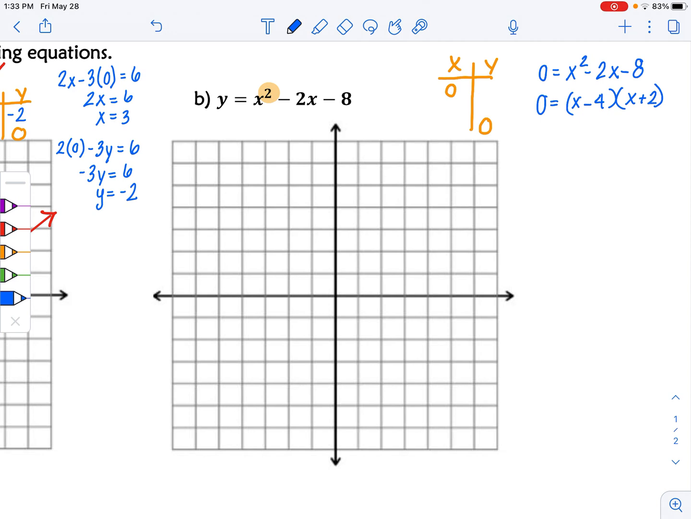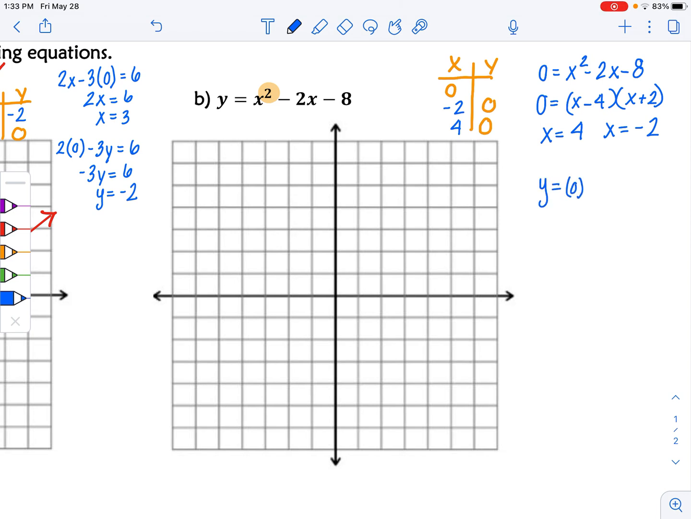What adds to negative 2 and multiplies to negative 8? Zero product property leaves me with 4 and negative 2. So actually, when y is 0, there are 2 options. You will get negative 2 and you'll get 4. Those are two x-intercepts.